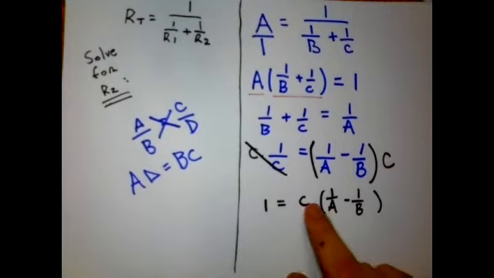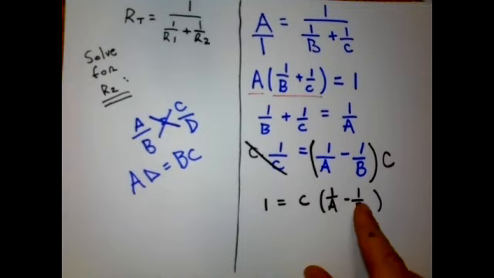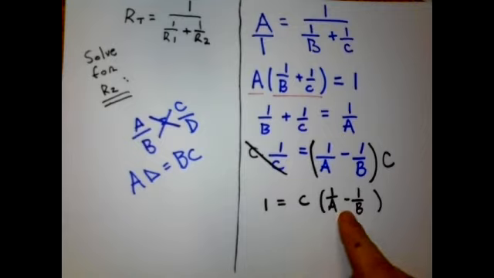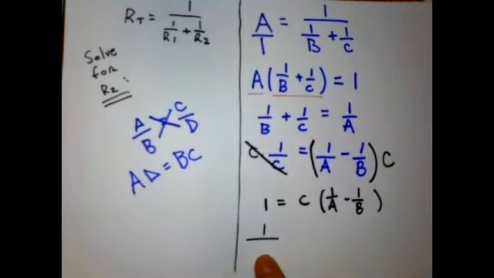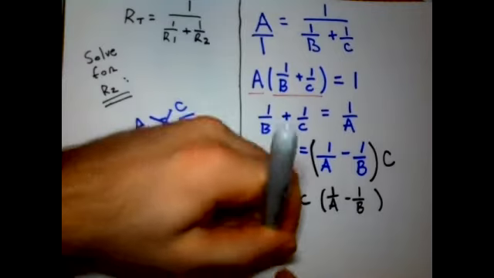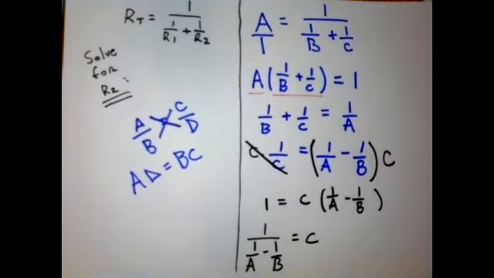So if I want to get rid of C times the stuff, to undo times, you would divide, right? Right. So C times the stuff, if I want to get rid of it, I'm going to divide both sides by the stuff. So that's going to give you 1 over the stuff is equal to C, right? Yeah. Which is 1 over A minus 1 over B. And there's your answer. That's what you were looking for.